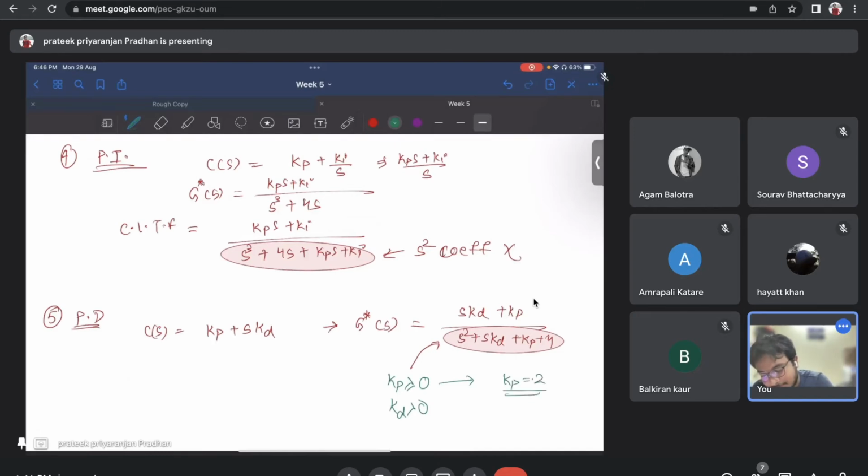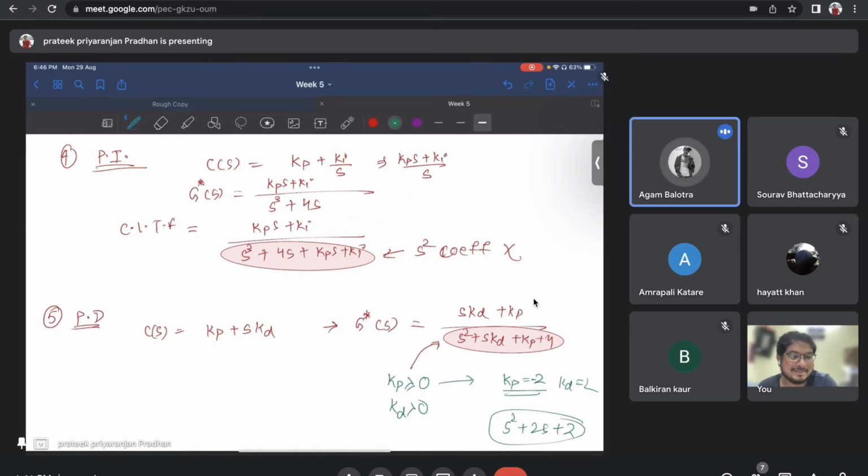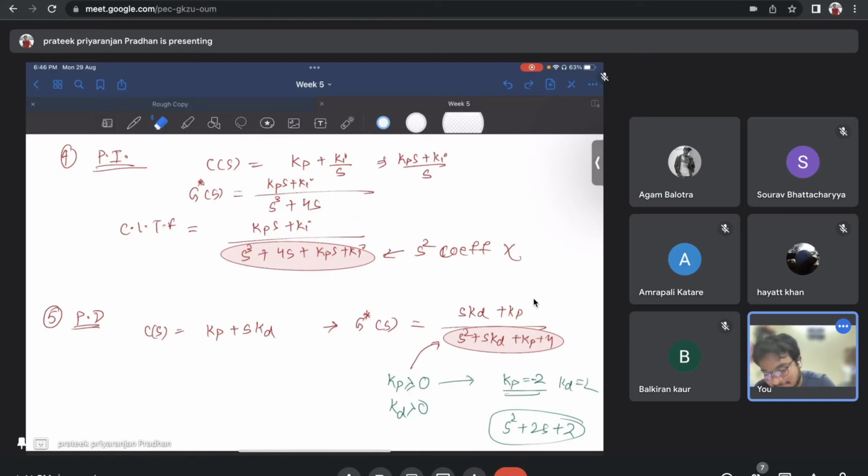Then the denominator will be S square plus S KD, and KD is equal to 2. So 2S plus 2, isn't it stable? Then your condition is wrong. Then can you think a bit?